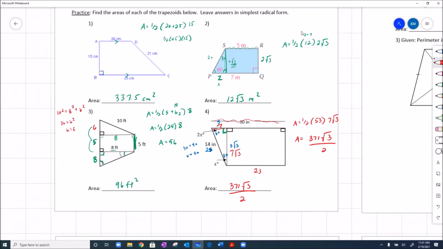Okay, so simplest radical form typically does not use decimals. So in the two problems where we had a radical, we did not use a decimal. In the problem that we didn't have a radical, we did.